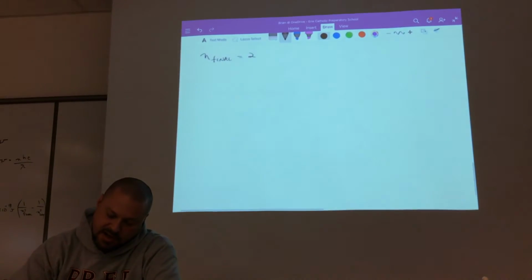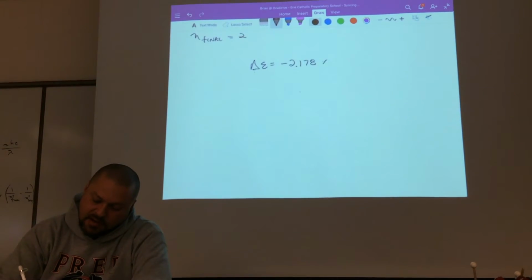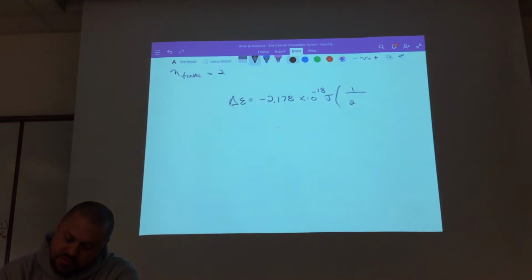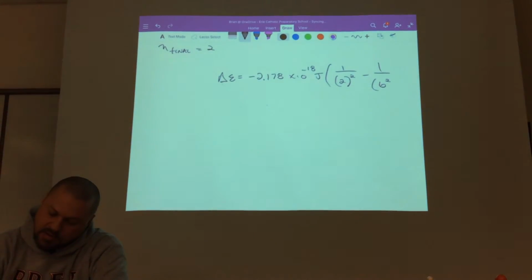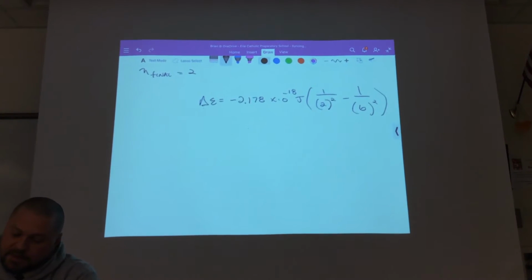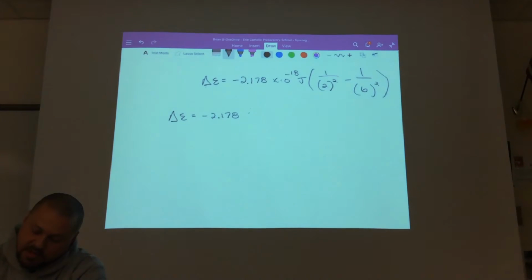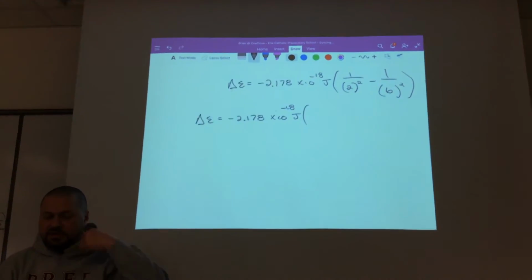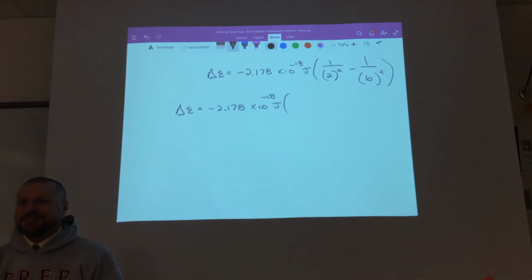Okay. All right, so let's see. We're going to have delta E equal to negative 2.178 times 10 to the negative 18th joules times 1 over 2 squared minus 1 over 6 squared. So that's final and initial. Now what I would do is, don't mess with fractions. I know you got calculators to do fractions. We don't do fractions because fractions suck. Decimals are a lot easier to deal with, okay?